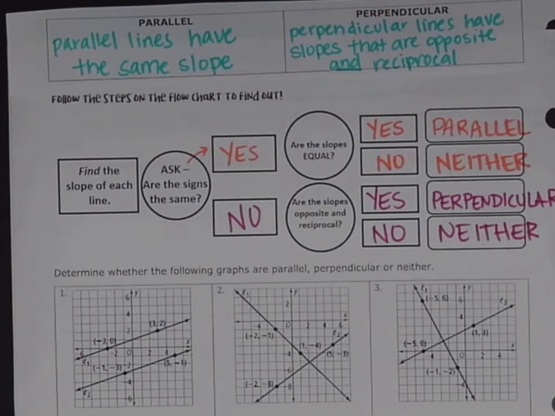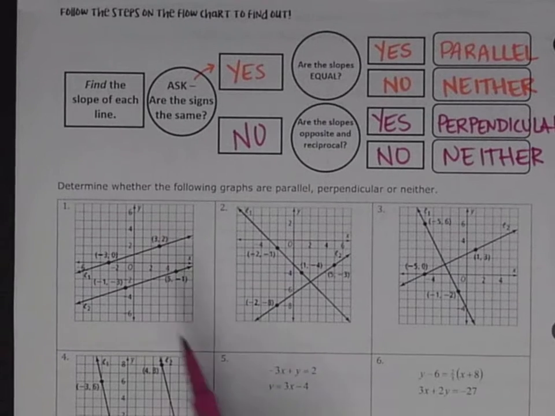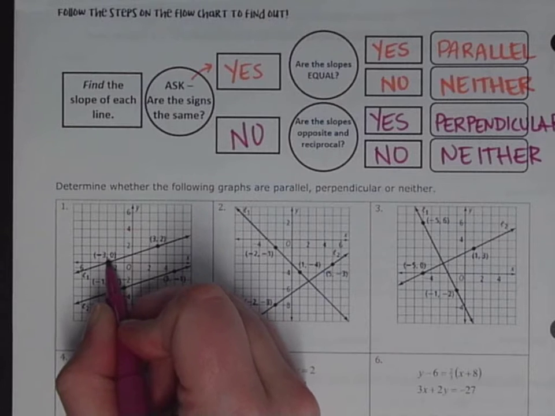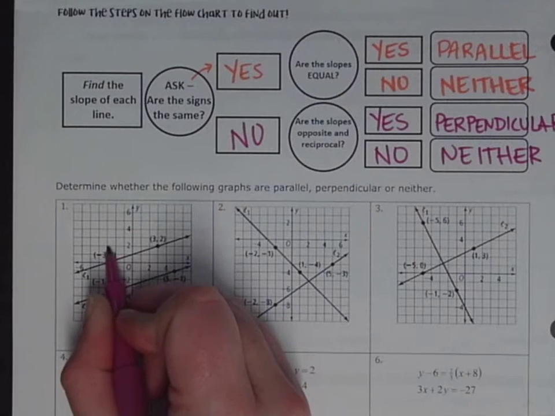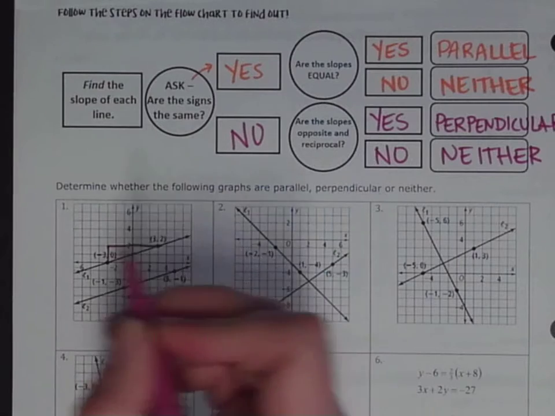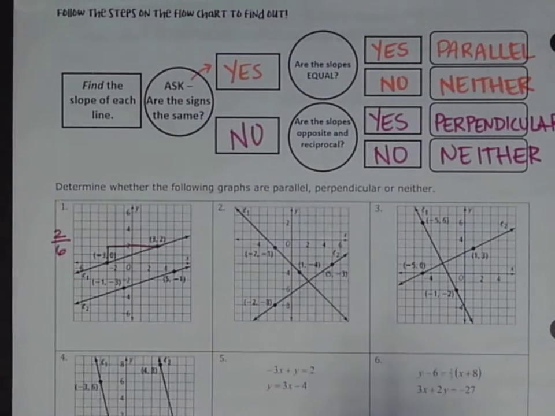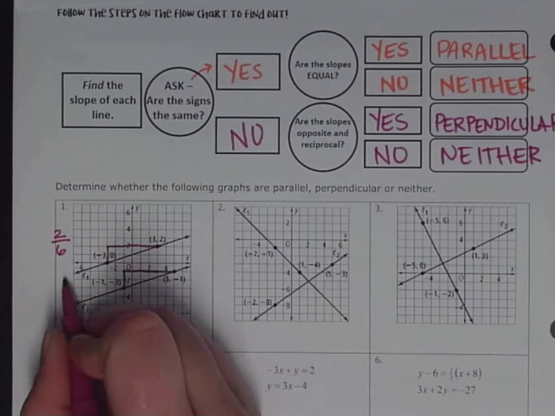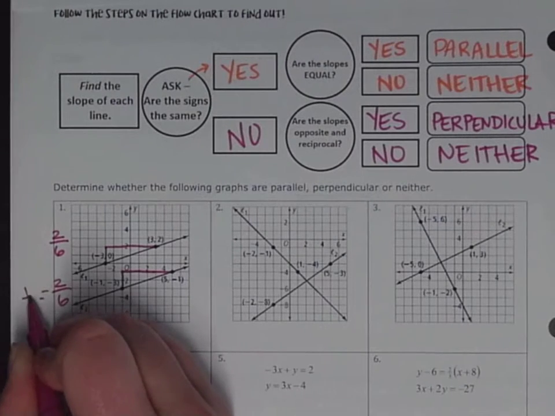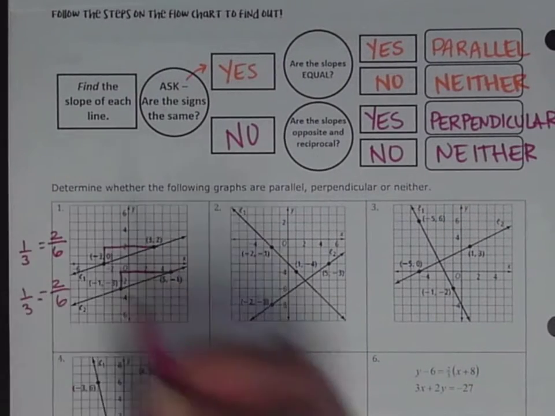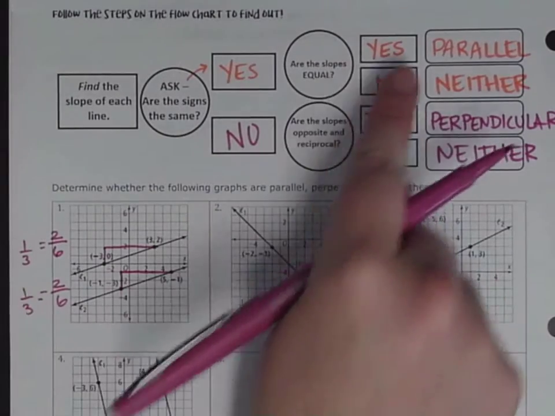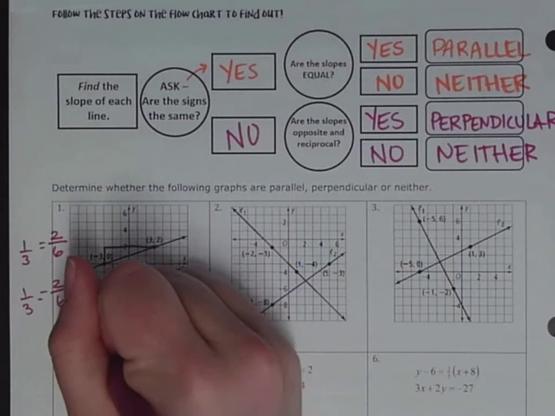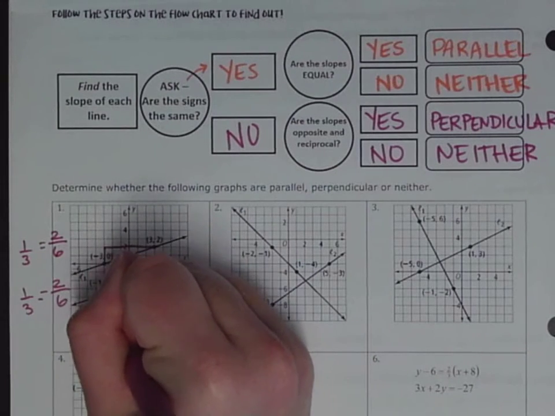So, for instance, let's do a graph and an equation together. This one has a rise of 2 and a run of 6. This one has a rise of 2 and a run of 6. So both of these lines have a slope of 1/3. They're the same sign and they are equal. So these are parallel.